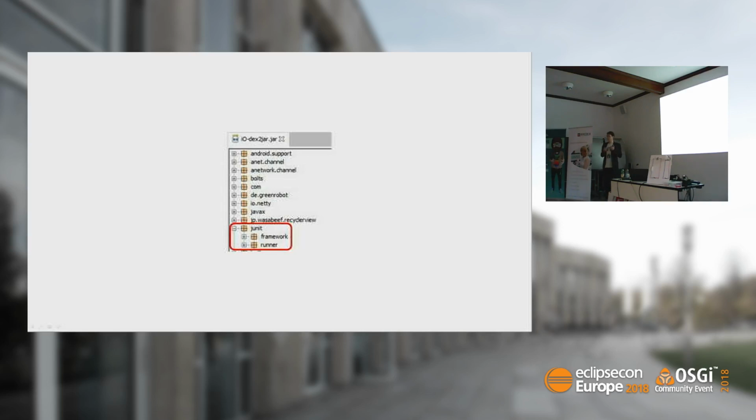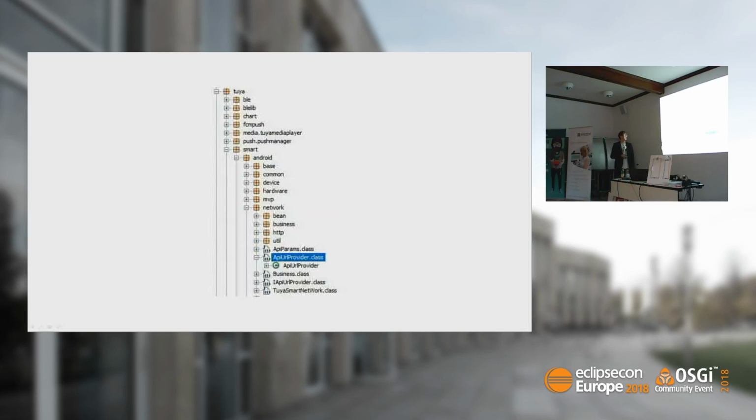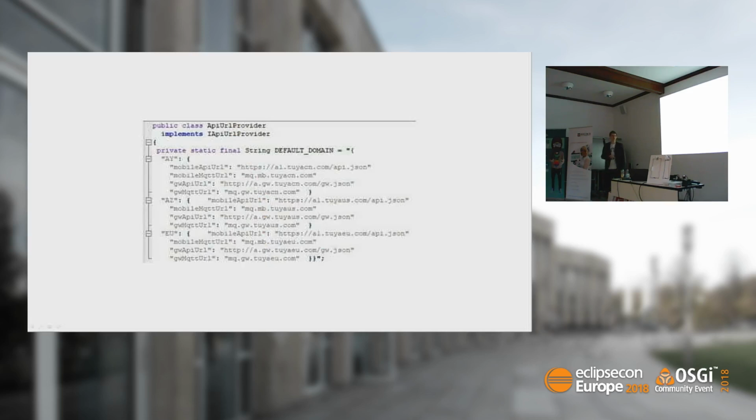The tester in me hopes that this means they do have automated tests. The tester in me also wonders if they do this to bloat up the app, if that stuff should be in there. I'm confused. But I also found another class in here, which is called API URL provider. Now that sounds like fun. And if you look into that class, we see a ton of URLs. And we see mobile API URLs, we see mobile MQTT URLs. Now that looks like stuff we can play with.